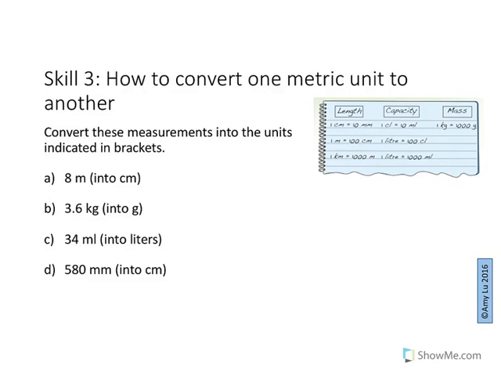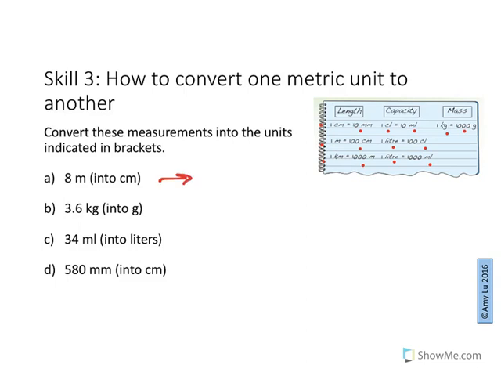Okay, so now you have to convert one metric unit to another. If you have a way that you know how to do this already, go for it. Otherwise, you have to remind yourself that 1 centimeter is 10 millimeters, 1 meter is 100 centimeters, and 1 kilometer is 1,000 meters. It's the same thing with centiliters to milliliters, liters to centiliters, liters to milliliters. And we have to remember that 1 kilogram is equal to 1,000 grams.